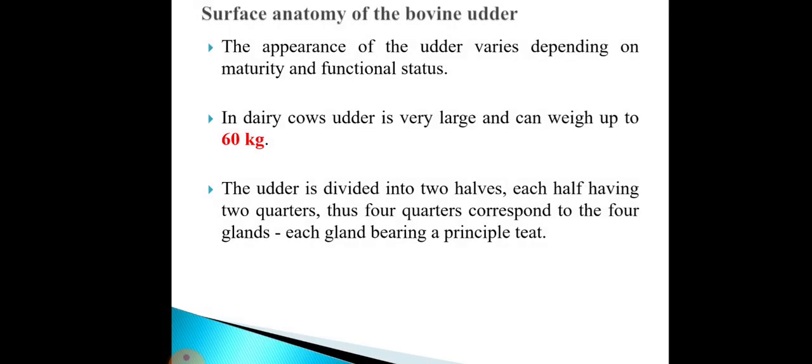The udder is divided into two halves, each half having two quarters. Thus the 4 quarters correspond to the 4 glands, and each gland bears a principal teat, meaning a udder having 4 teats. It is divided into two halves, and each half has 2 quarters, and the 4 quarters correspond to the 4 glands, and each gland has a principal teat. In this way the udder has 4 teats.